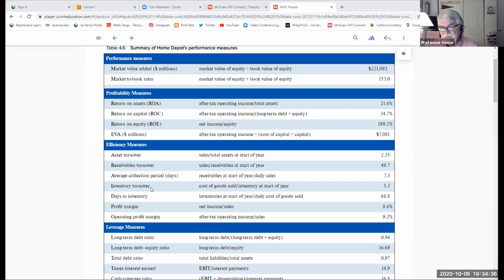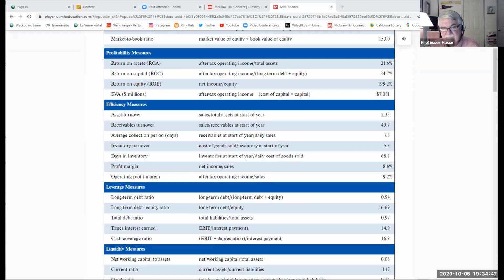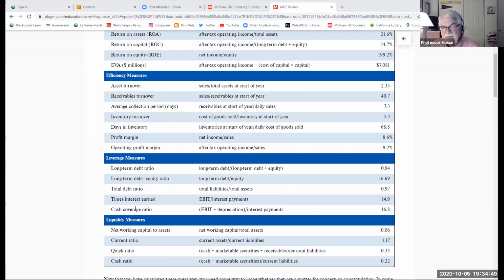Next, profit margin: net income divided by sales. We need to know that. Next one, under leverage, debt ratio: total liabilities divided by total assets. And finally, the last one that you need to know. All the rest of them I'm never going to ask you about. Current ratio: the relationship of current assets to current liabilities.